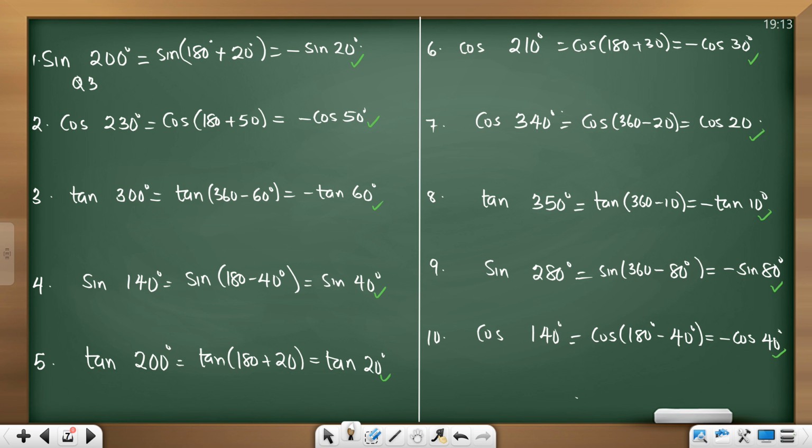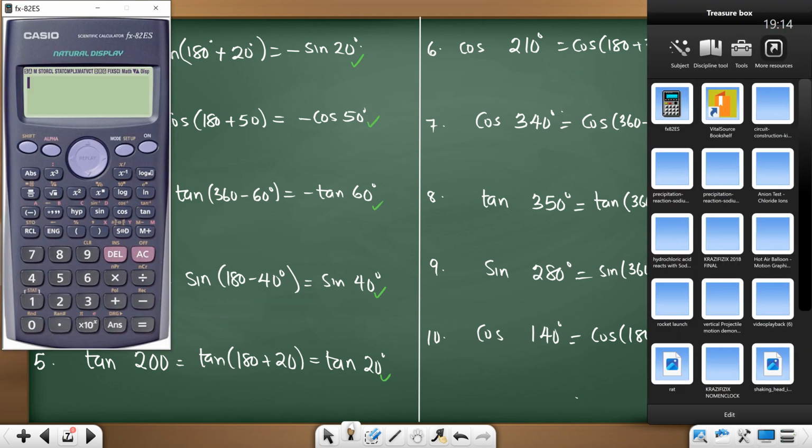So which one did you try that did not give you the answer? Let's do it together. So the first one that you did, the sine 200. Okay, grab your calculator. Press sine 200 equals to? What are you getting? Give me your answer.